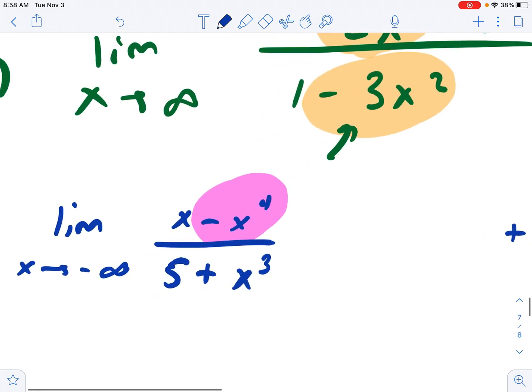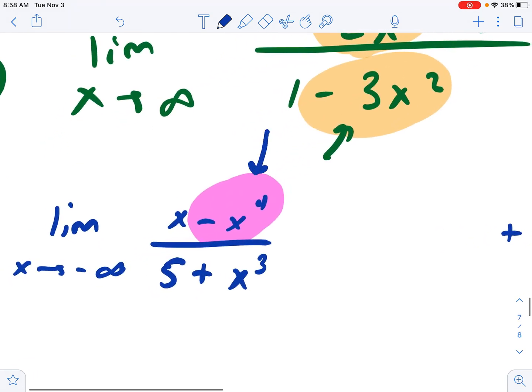Look at the highest powered term in the numerator. Okay, x is going to get big in the negative direction. What's a big negative number raised to the 4th power? That's going to be positive. Then I'm multiplying it by -1. The numerator is going to get infinitely large in the negative direction.